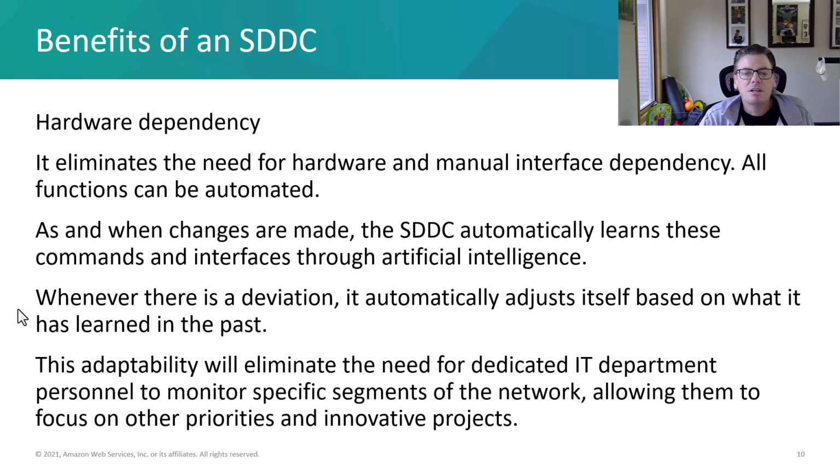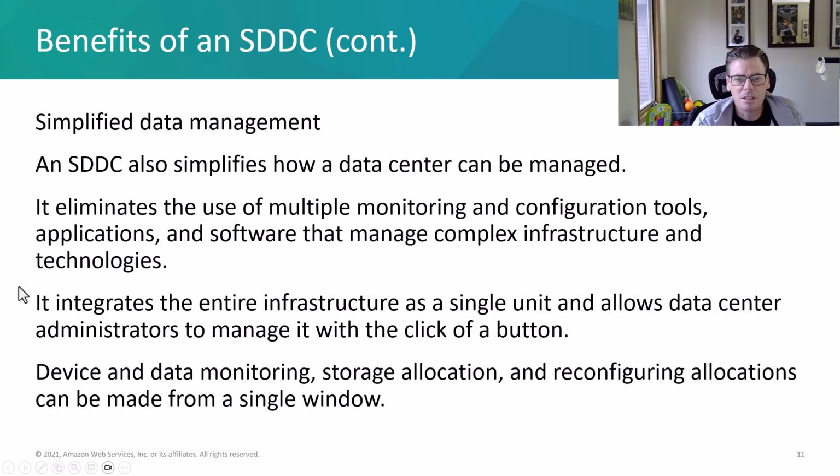So that adaptability is going to eliminate the need for some department personnel to monitor, say, segments of the network. Right now we may have people that sit there, look at the logs and monitor everything coming through. We can use something like an AI to go through and look at those things and then give us alerts on things, which then allows the IT personnel to focus on more important tasks, and allow the AI to do some of that work underneath.